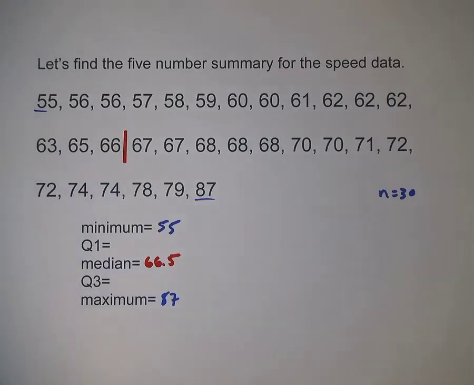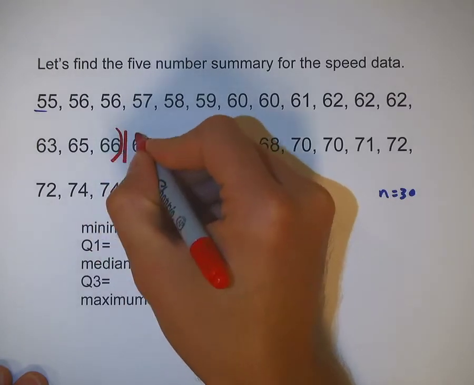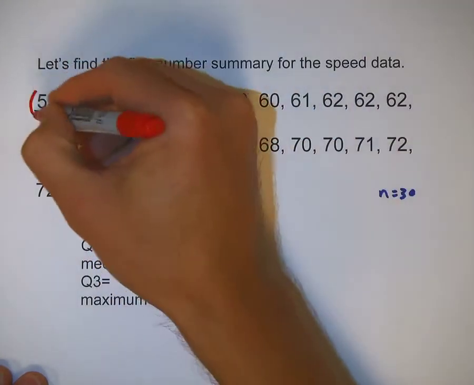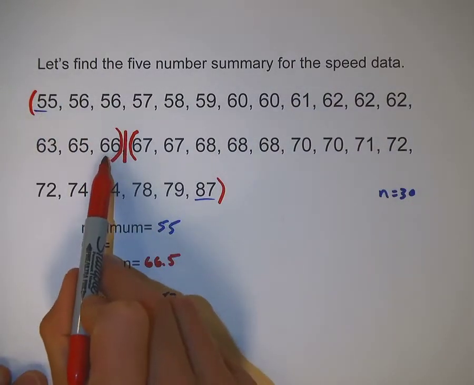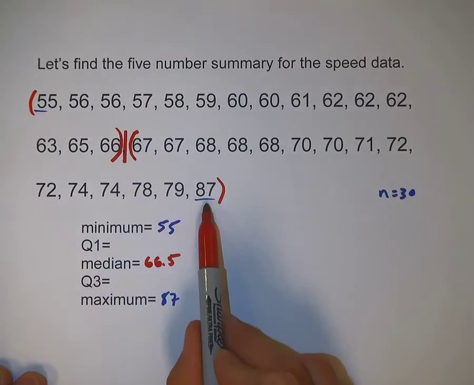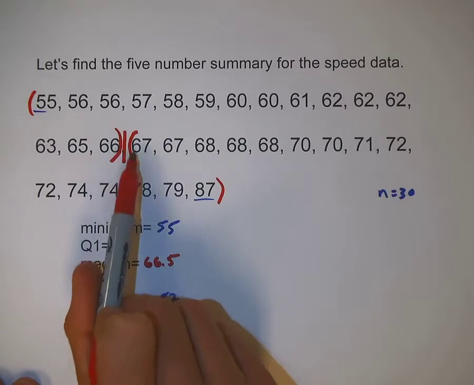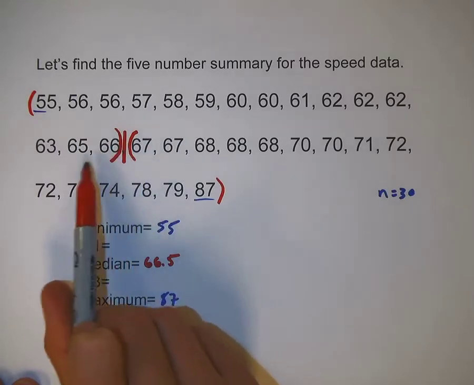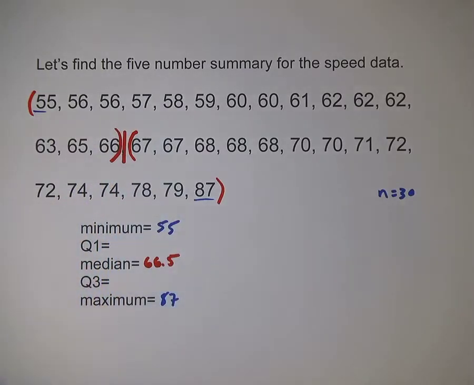Now what the median does is it splits your data. What I like to do is to split it into the first half and the second half. So the first half goes from 55 to 66, second half goes from 67 to 87. The other thing to mention here is that if we had an odd number of data values, the median would not be included in the first half or the second half. So we would start our halves on either side of that median.